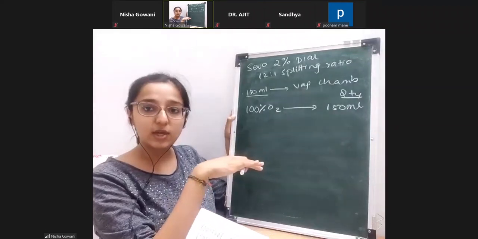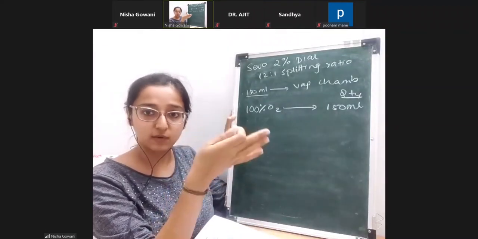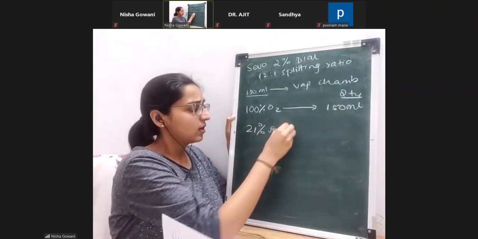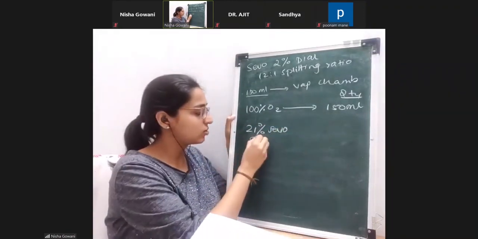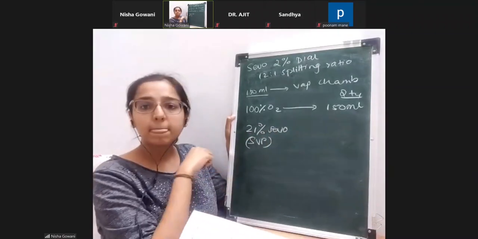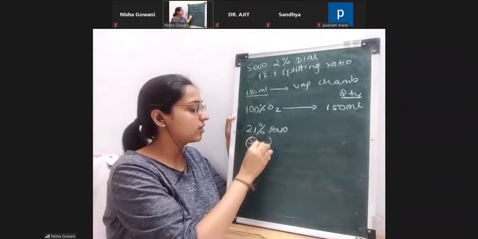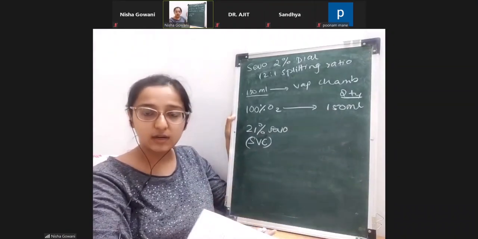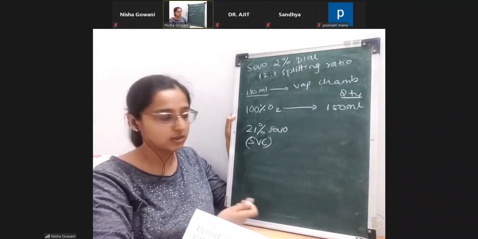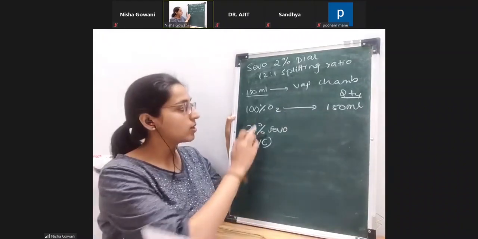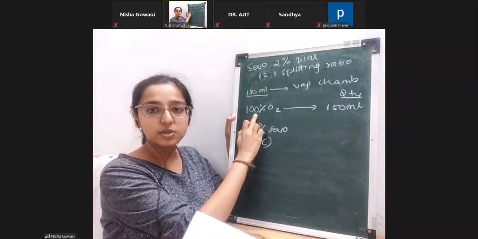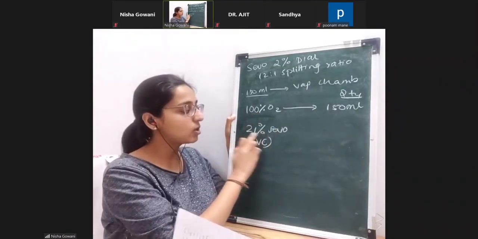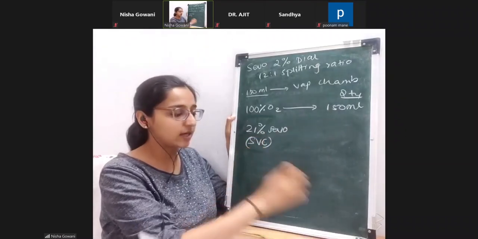Within the vaporizing chamber, the saturated vapor pressure of sevoflurane is how much? 21%, right? So there's 21% of sevoflurane. This is the saturated vapor concentration, basically. As I told you, we can use these interchangeably, right? Saturated vapor pressure and saturated vapor concentration are derived from one another. Now, because I'm referring to 100% concentration of oxygen here, I'm referring to percentage units, so I will also keep this as a percentage unit. So I will use saturated vapor concentration.